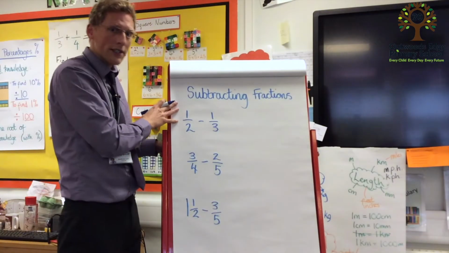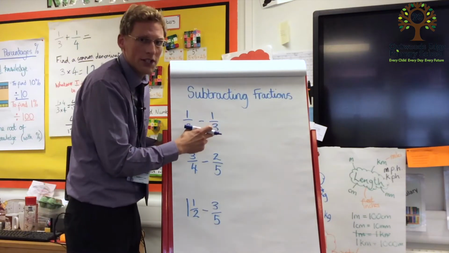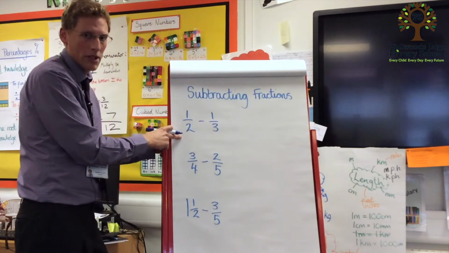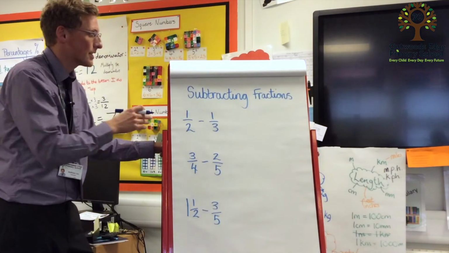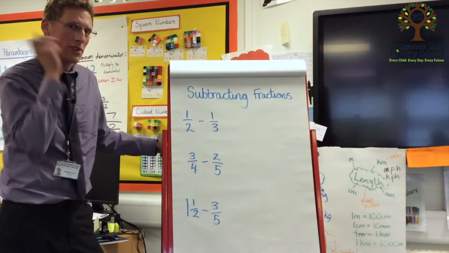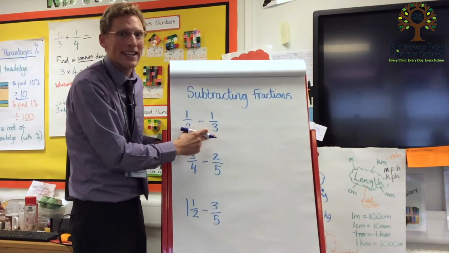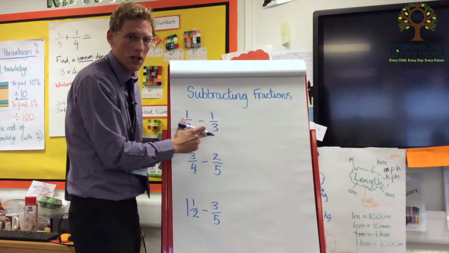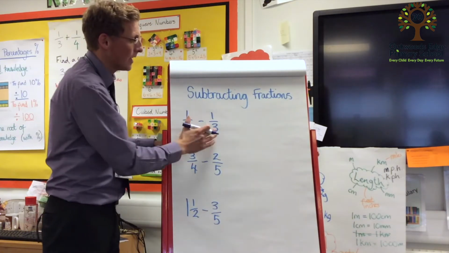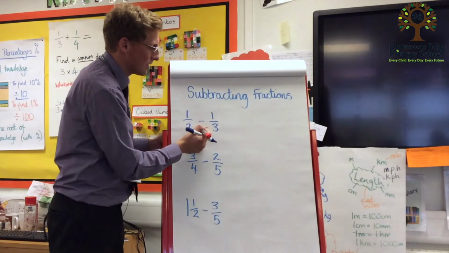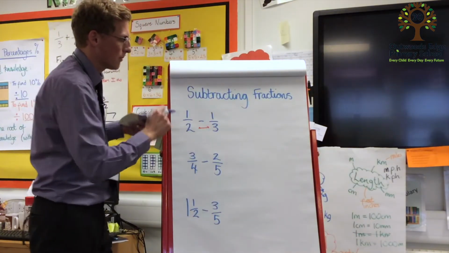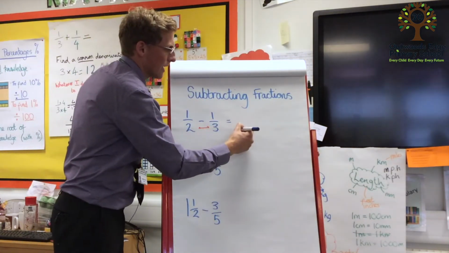We're looking at subtracting fractions now where the denominator is different. A little bit like the addition, there's a step to go through before we can complete subtraction, and that is to find a common denominator. The simplest way of doing that is to multiply the denominators that we have here. So 2 times 3 equals 6.